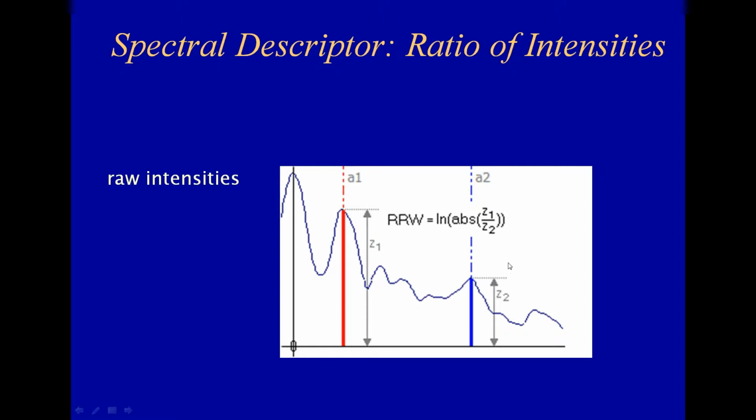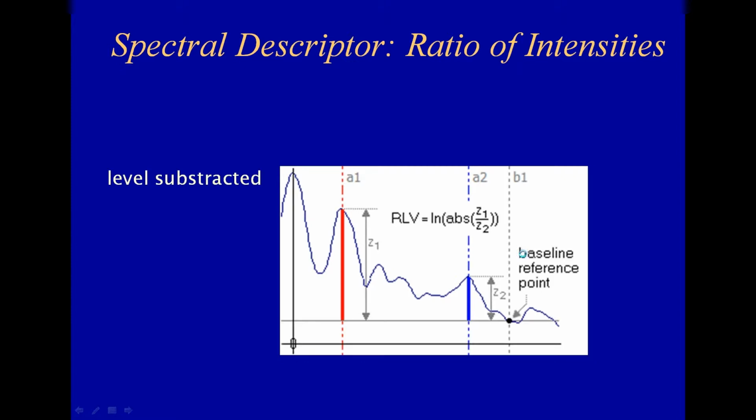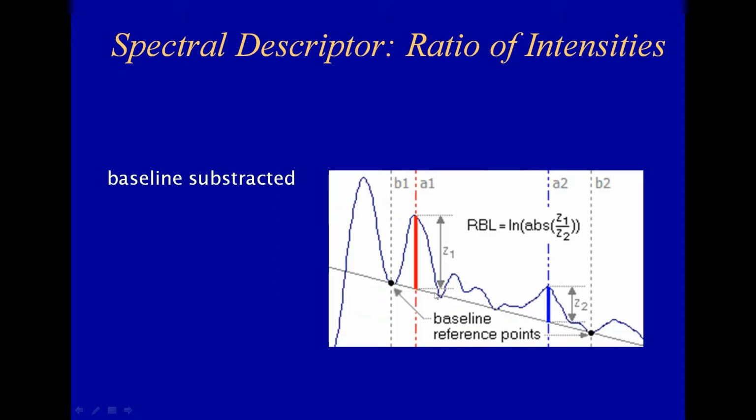Of course, again, you could not only use the ratio of raw intensities, but also the ratio of intensities obtained by subtracting the peak height from some baseline reference. It could be a constant level, or it could be a baseline which is calculated again from reference points. In this case, the reference points can be set by the B markers, B1 and B2, and the markers A1 and A2 define the location of the peaks.